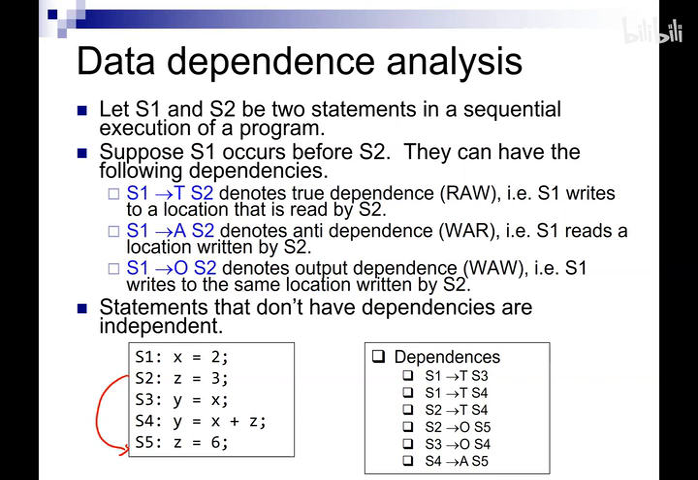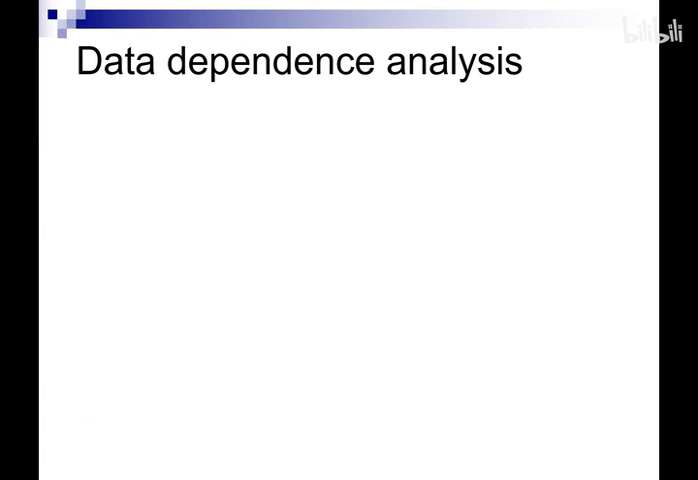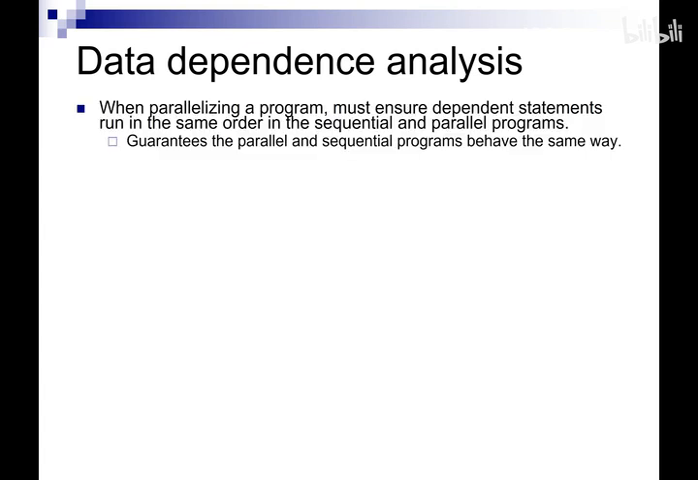So this is how we're going to find dependent statements. We're going to look to see if they have a true, anti, or output dependence. This statement just summarizes what I've been saying, which is that if you parallelize a program, then you have to make sure that dependent statements are going to run in the same order in both the sequential and the parallel version. That's how you guarantee that both the sequential and the parallel programs have the same behavior.